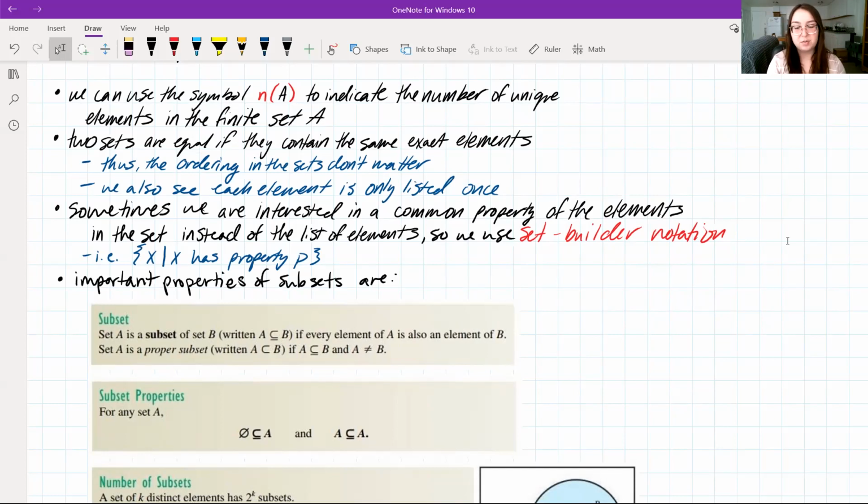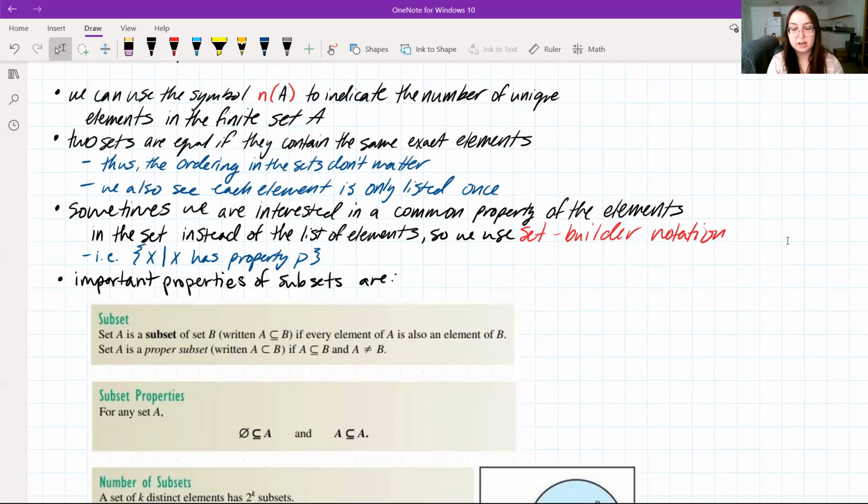Two sets are equal if they contain the same exact elements, so the ordering of sets doesn't matter, and we also see that each element is only listed once. So you won't have the same number listed multiple times, since it's not unique. You'll just have it listed once, and ordering doesn't matter.